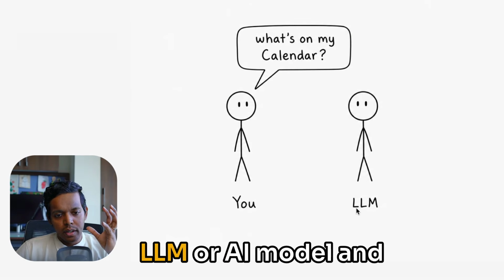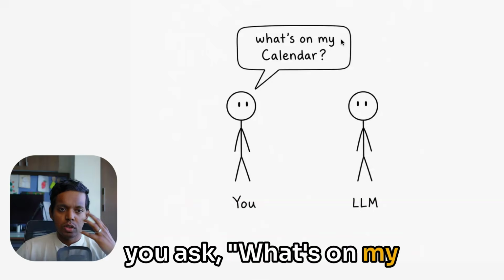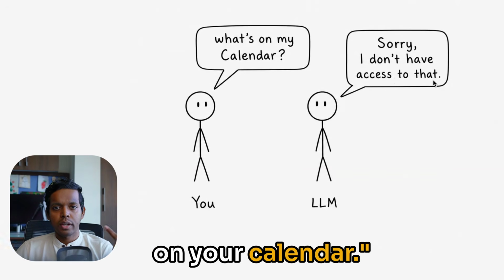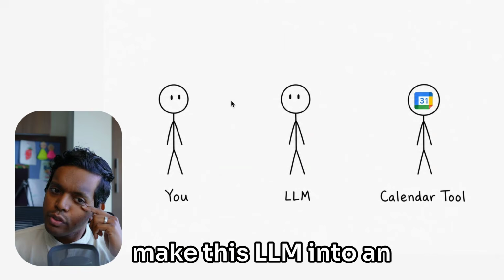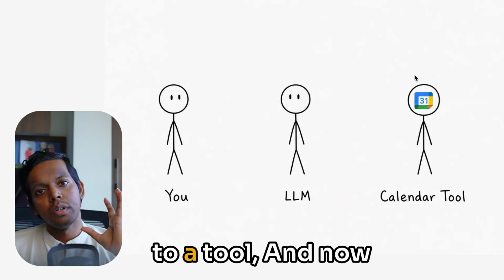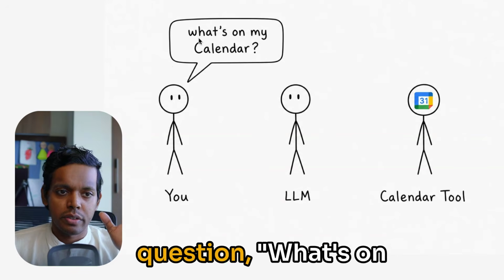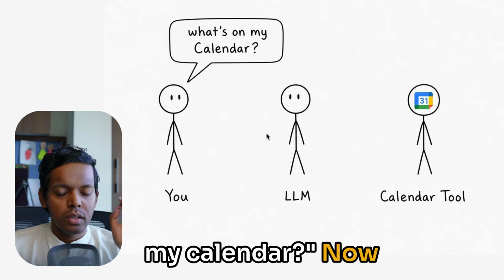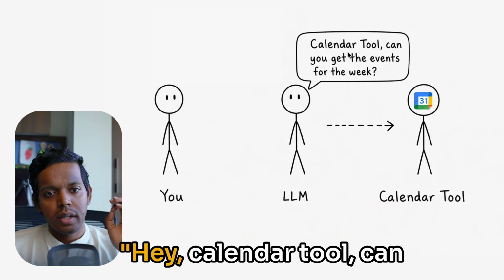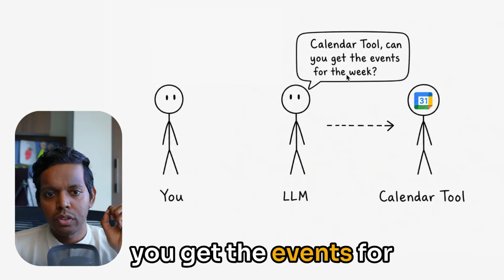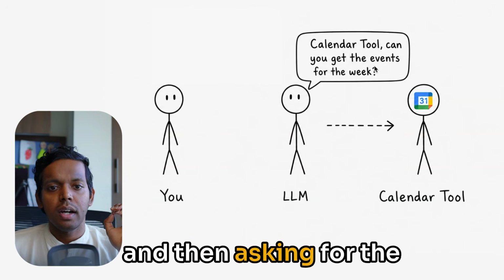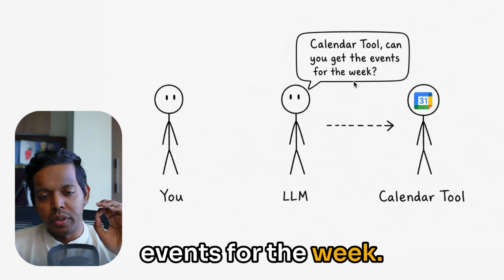Let's say you go to an LLM or an AI model and you ask, what's on my calendar? It is going to say, sorry, I don't have access to that. I don't know what is on your calendar. But now, in order to make this LLM into an AI agent, you simply need to give it access to a tool. And now we ask the same question: what's on my calendar? Now the LLM is going to go to the calendar and ask, hey, calendar tool, can you get the events for the week? So now the LLM is calling the tool and asking for the events for the week.